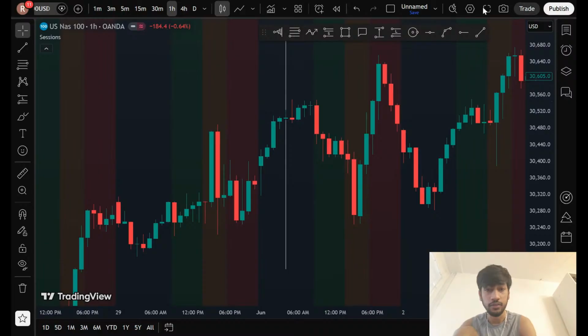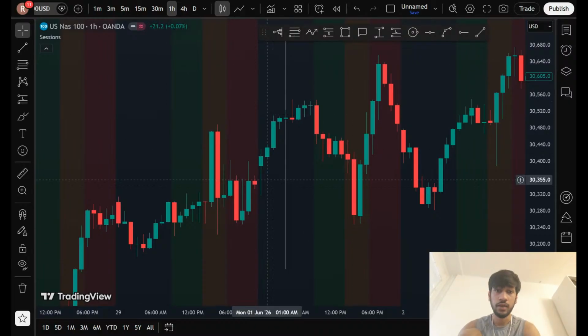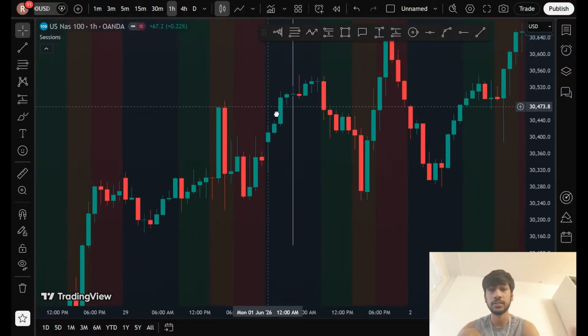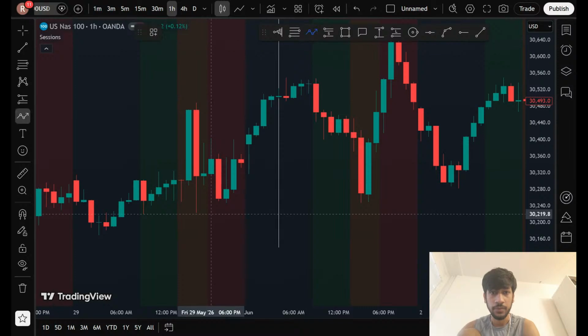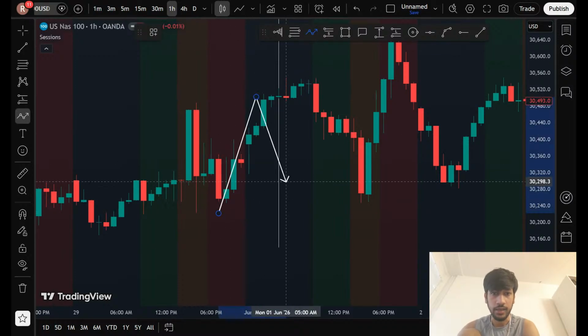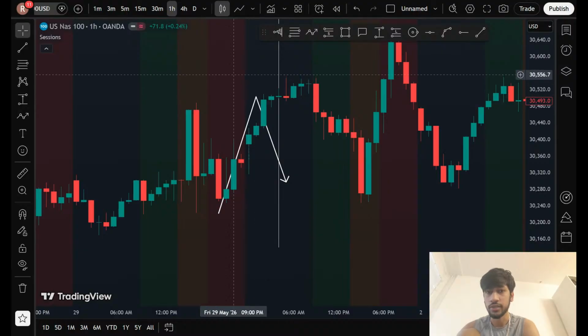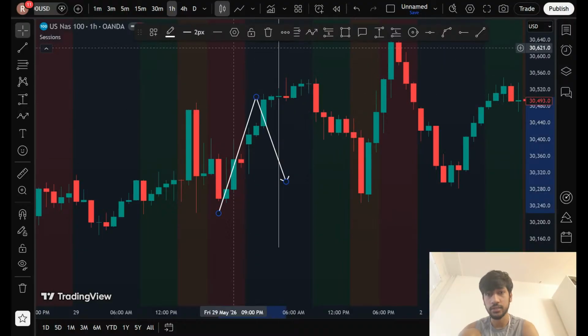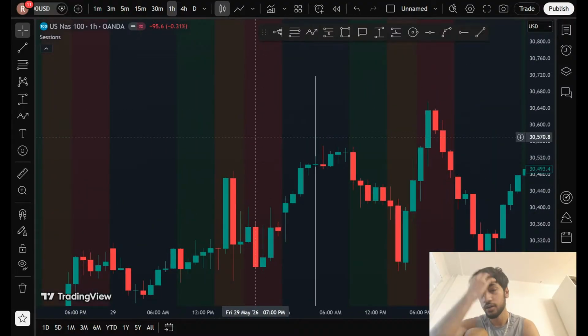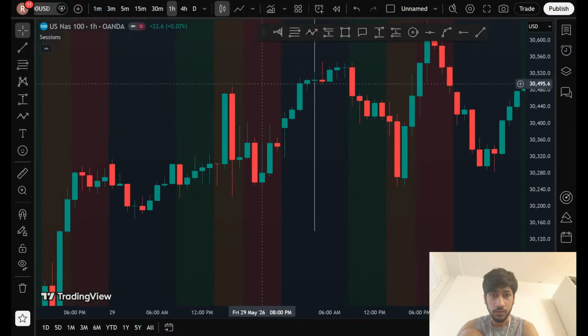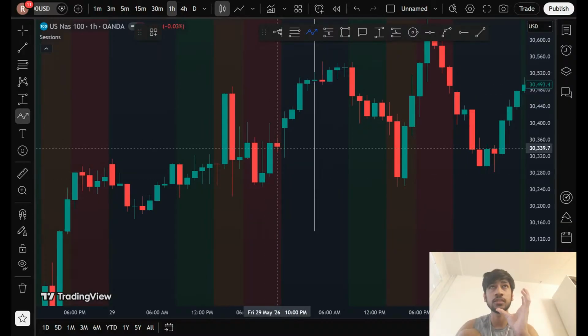Second thing, you have to have a proper understanding of market structure. Market structure means higher high, higher low, consolidation, uptrend, downtrend. The market moves in three waves: uptrend, downtrend, and consolidation. You have to identify that structure, identify a session trend, and decide where the candles will move.